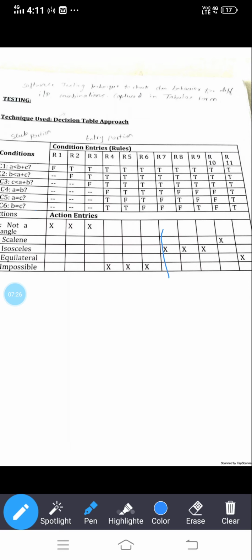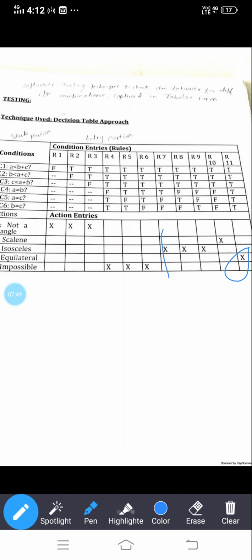You have to write like that. We'll see rule 11, R11, you see. Conditions 1, 2, 3 are true. That means the triangle can be formed. Triangle inequality theorem is proved. Then A equal to B, A equal to C, B equal to C, all are true. That means all the sides of the triangle are equal. Then the action that is going to take place is equilateral triangle.